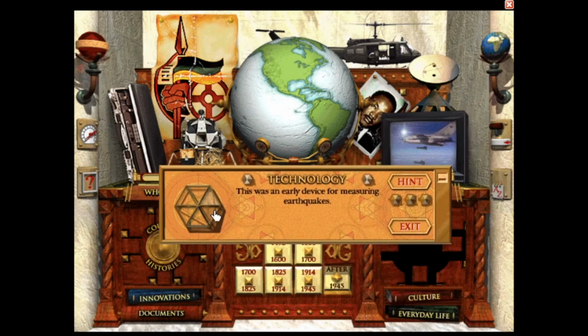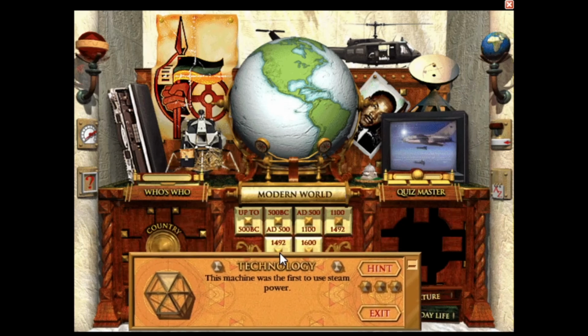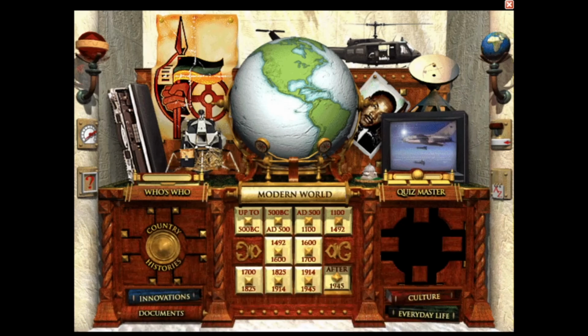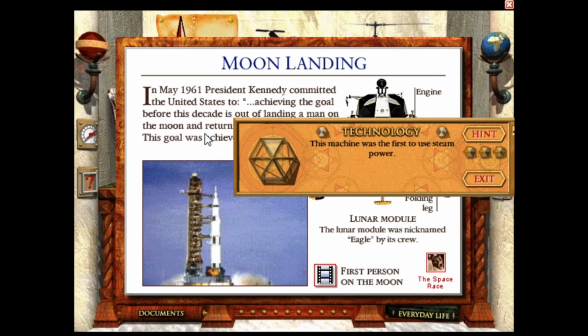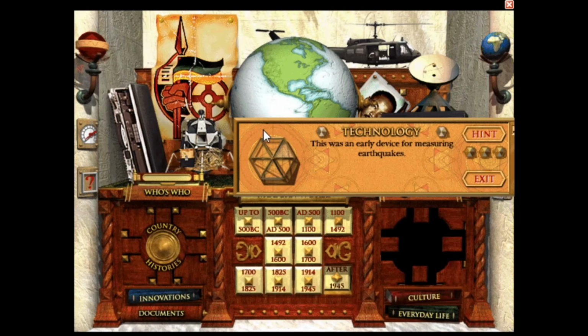Layer device for measuring earthquakes. The machine was built of Carl's Burn's factory. The building device was by soldiers. Eventually showed how the earth and a planet would on the sun. First to use steam power. Moon landing. I don't understand how this works. No, not moon landing.